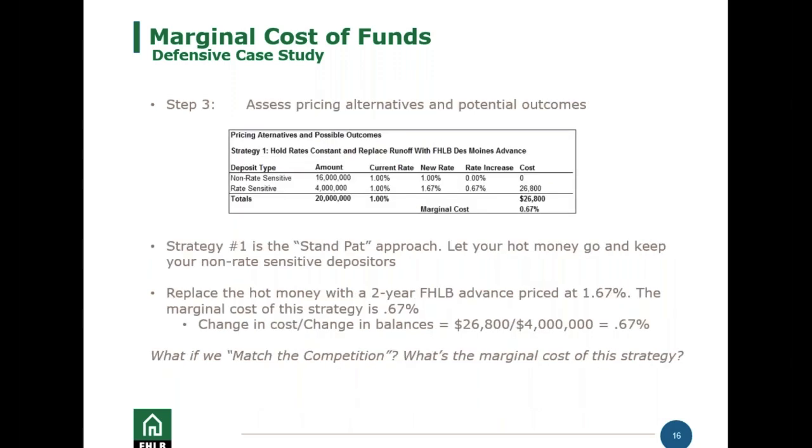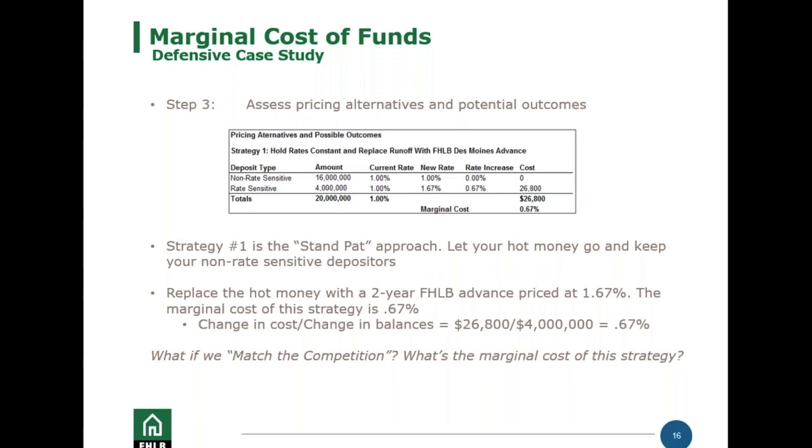Step 3 involves looking at the details of your 2 pricing strategies. The first strategy is to hold rates constant, to stand pat, and let your rate-sensitive customers walk. Why would you do this? Well, one reason is because you think that the cost of paying everyone the higher rate is not economically prudent. Why pay up for balances that you were never at risk of losing in the first place?